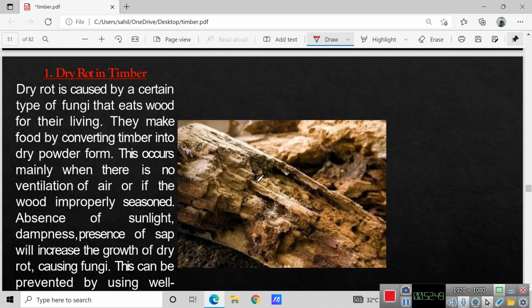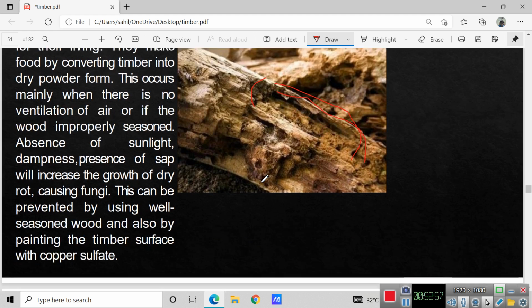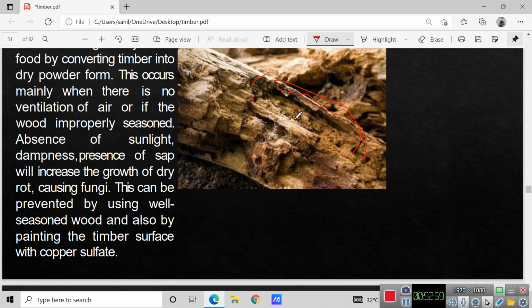So here is the defect. Now in this defect, the wood basically forms into powder form, and this is due to absence of sunlight, dampness, presence of sap will increase the growth of dry rot causing fungi. This can be prevented by using well-seasoned wood or painting the timber surface with copper sulfate.